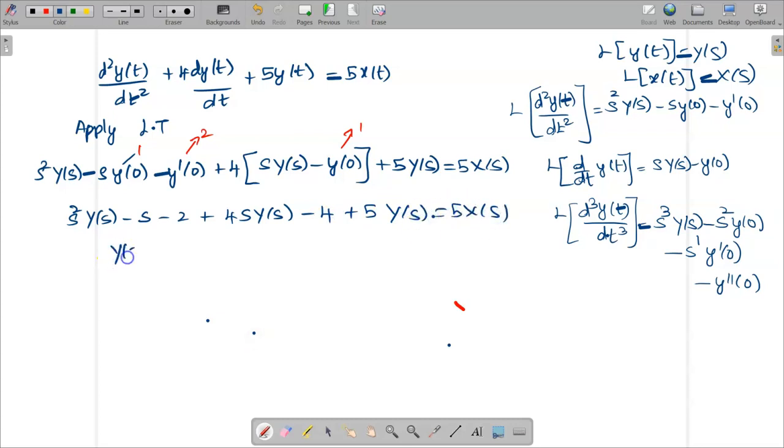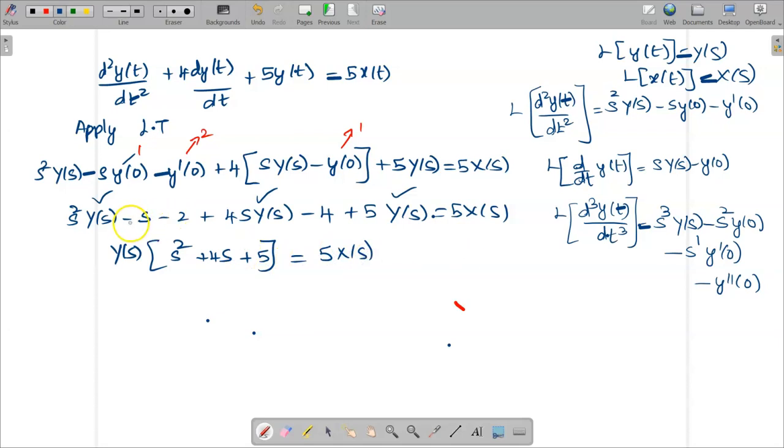Now take your y of s commonly outside. What are all the terms with y of s? This term and this term. What are the coefficients? Here it is s square, here it is 4s, here it is plus 5. All other terms you can take to the right hand side.